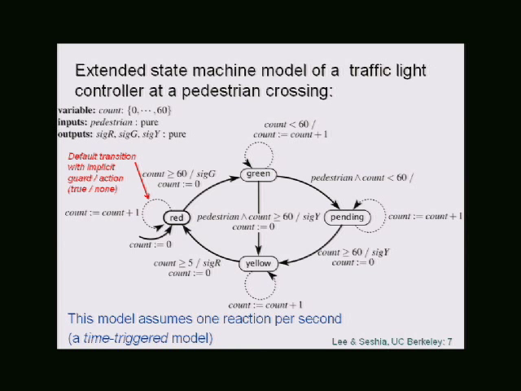Okay, so here there's another slightly vague component of this diagram, which is this says count greater than or equal to 60, right? It doesn't say count equals 60. So can I, for instance, stay in the red state for 61 seconds and then make a transition? What do you think?